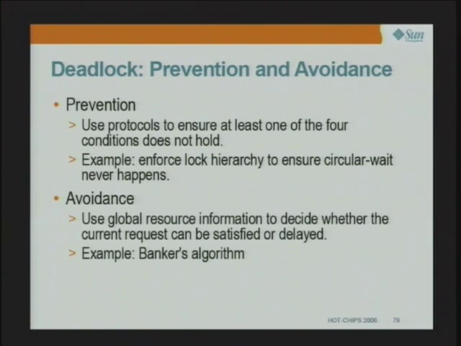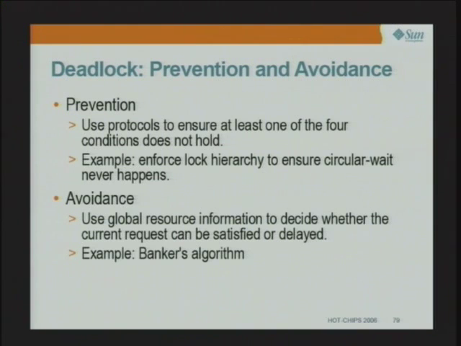Once you have deadlocks, there are two ways. You can prevent the deadlock from happening, or you can avoid a deadlock from happening. You can use protocols to ensure at least one of the four necessary conditions does not hold. For example, you can enforce a lock hierarchy to ensure that there's no circular wait. So you break one condition, so you can prevent the deadlock from happening.